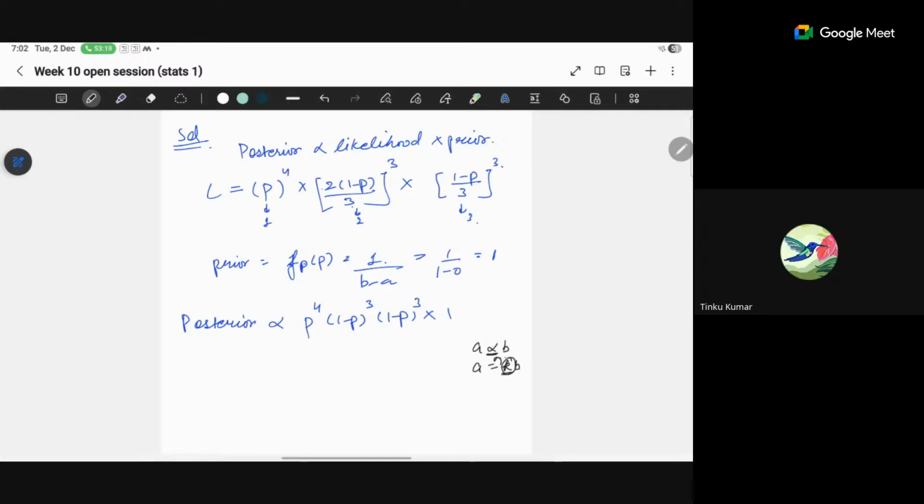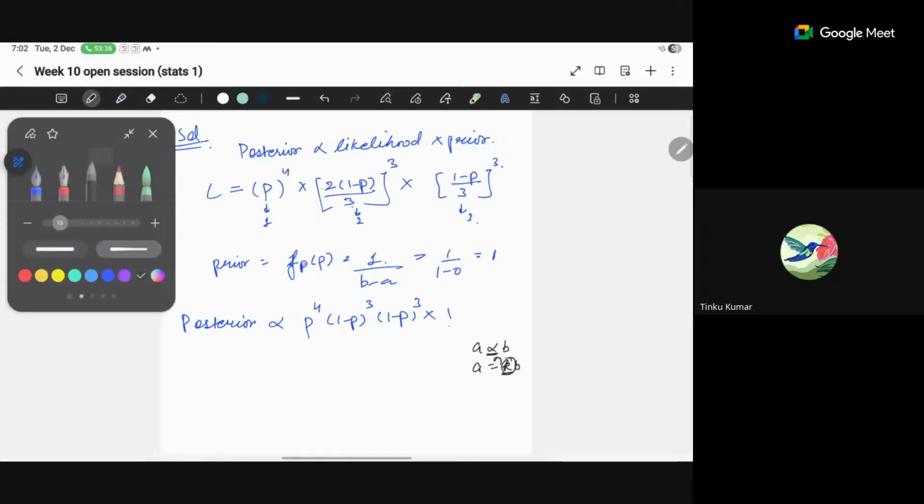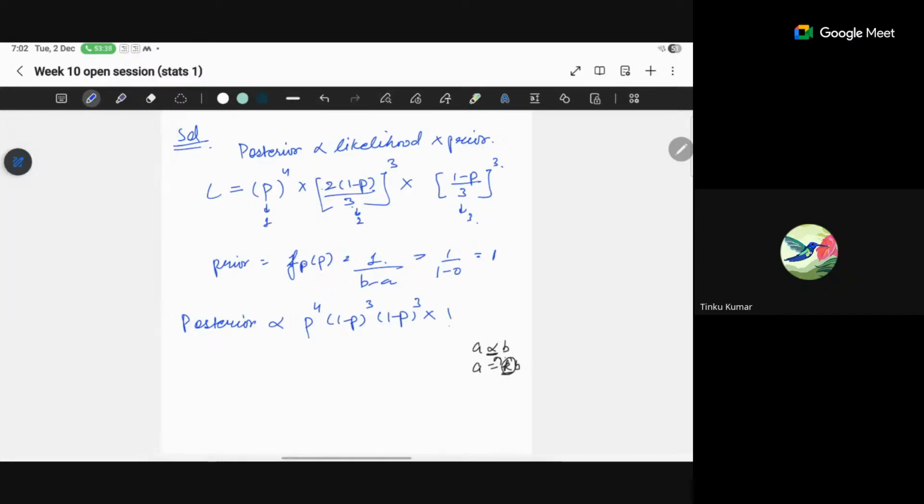So this 2 by 3 and 3 are all constant terms, right? My P is the unknown parameter. That's why my posterior will be proportional to the likelihood times the prior. Now, this can be written as P raised to the power 4, 1 minus P raised to the power 6.